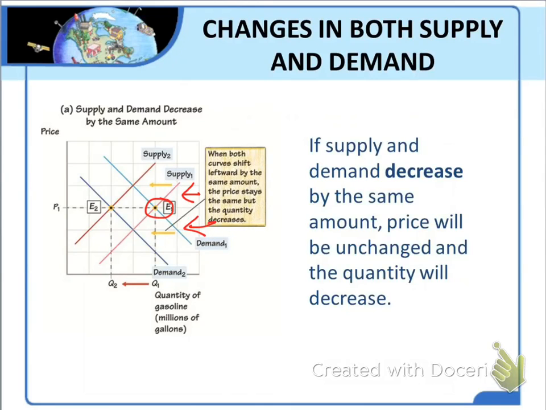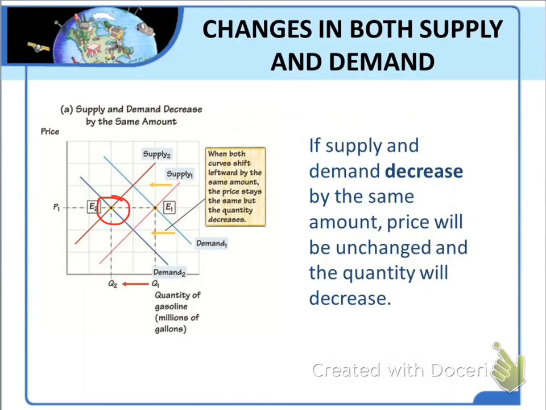At E1, the price of gasoline is P1 per gallon, and the quantity of gasoline supplied and demanded is Q1. The pipeline accident, however, causes the supply curve to shift to the left. At the same time, the popular new electric car reduces the use of gasoline, so the demand curve also shifts to the left.